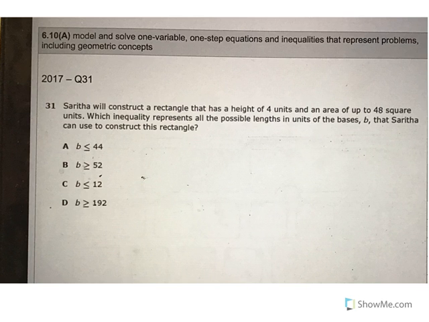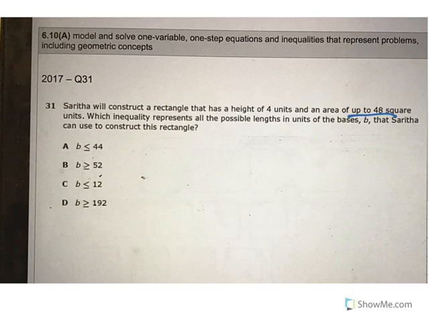All right. Okay, our last question for this video. Saritha will construct a rectangle that has a height of 4 units and an area of up to, and this is really important, up to 48 square units. And up to means it can be all the way up to 48 units. It could be less than 48 units, but it definitely can't be more than 48 units. And we'll see with our answer choices why that's important. Which inequality represents all possible lengths and units of the base B that Saritha can use to construct the rectangle?